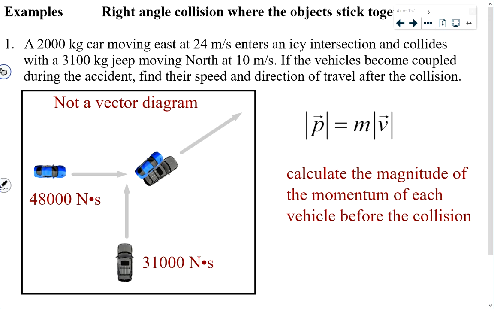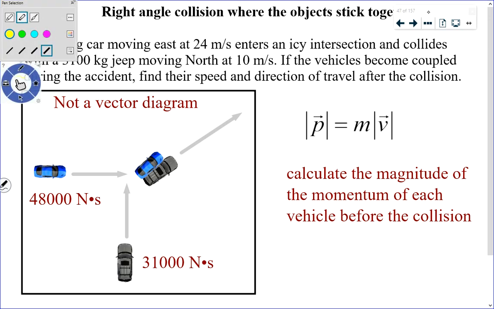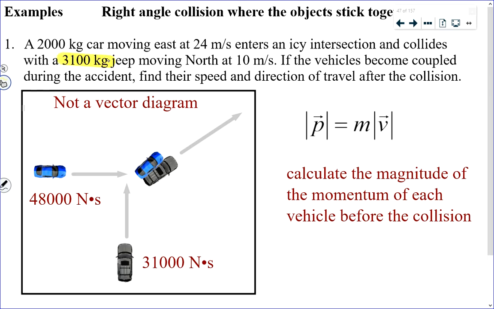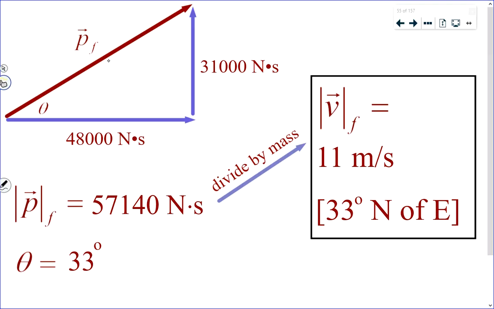In the final stage, when you talk about that object's momentum after the collision, you need to understand that it is not a car and a Jeep. It's a car and a Jeep together. It's not two separate vehicles, it's one vehicle. And of course, the direction of that velocity of 11 meters per second is 33 degrees north of east. So that's the first example today.